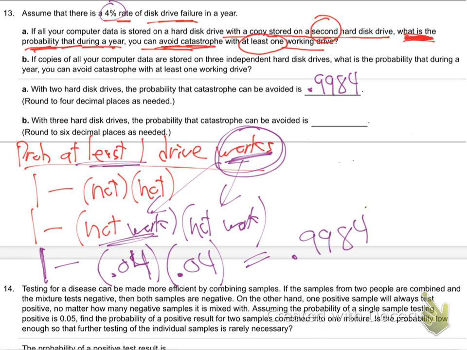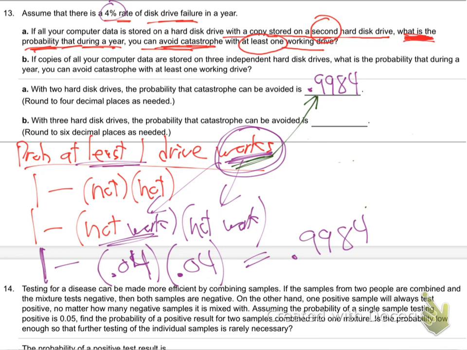No, that's something different. That's the opposite of the chance they both fail, which is something different. So the chance that you're going to make it through the year, at least one of them is going to work, is a very good chance. And that makes sense. It should be super high, because there's only a 4% chance of failure. The only way you're not going to make it through the year is if they both fail. That's pretty rare.